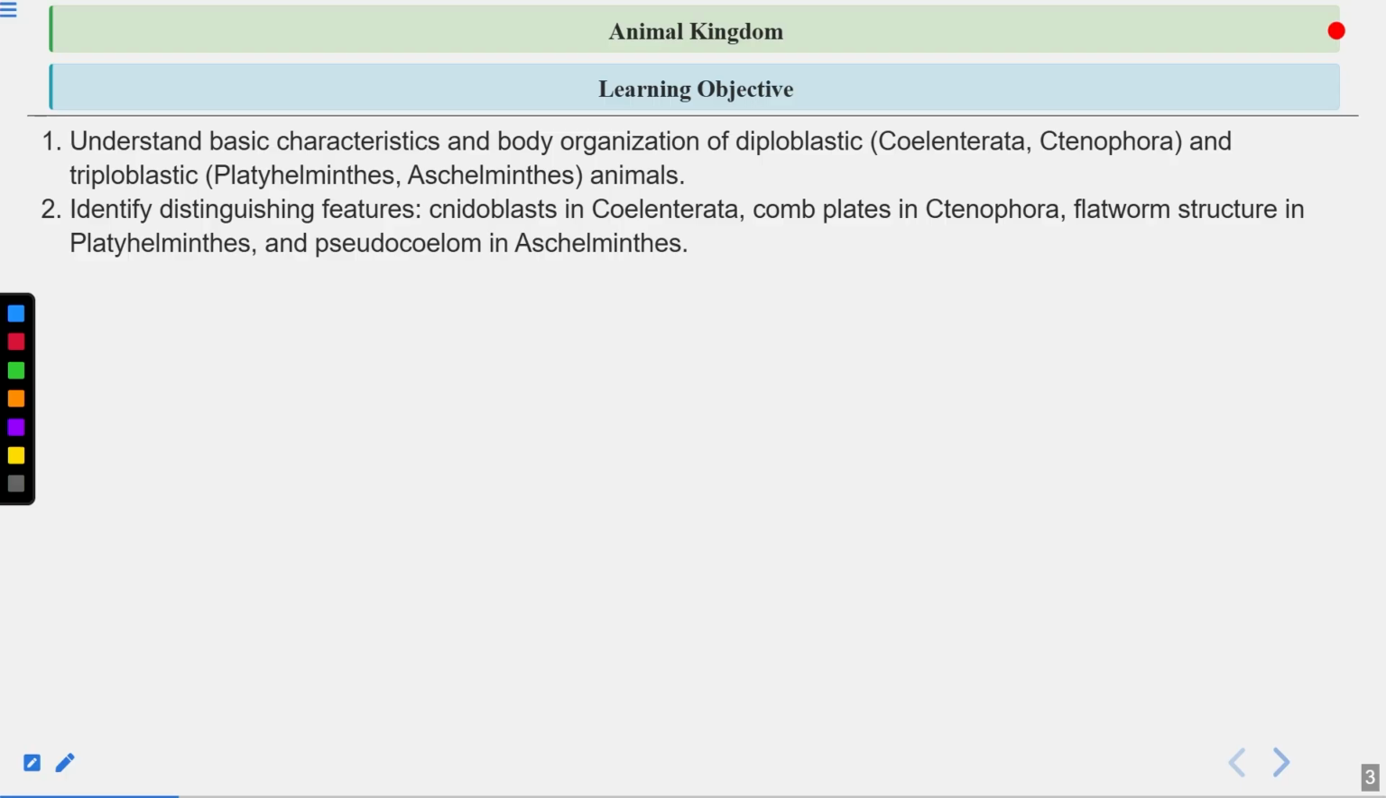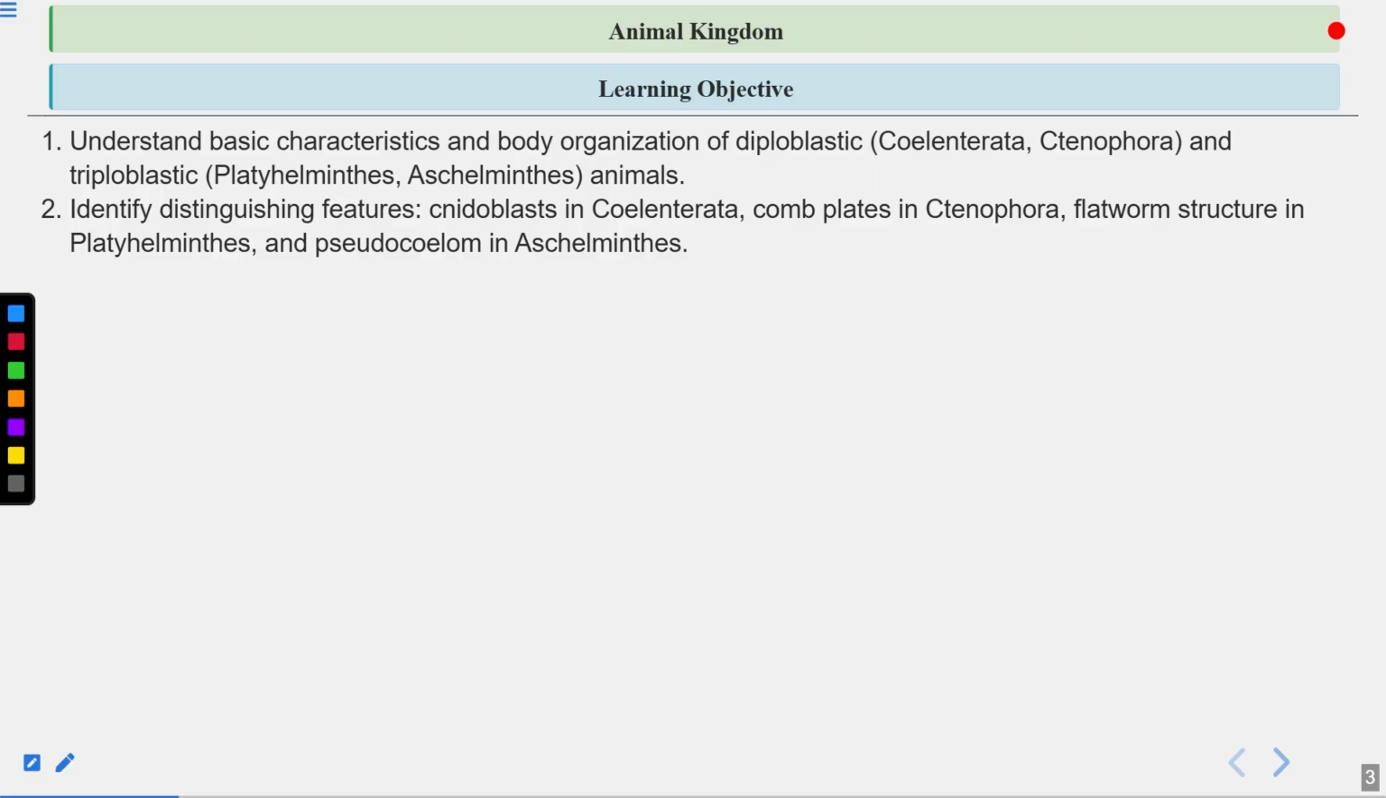Nidoblast in Coelentrata. Nidoblast is the type of cell that we see in the case of coelentrates, or the cnidarians. In them, we see a very particular type of cell that is called nidoblast cells, right? So this is the distinguishing feature of the Coelentrata. Comb plates are found only in the ctenophora, not in any other phylum. So this becomes the distinguishing feature of the ctenophora.